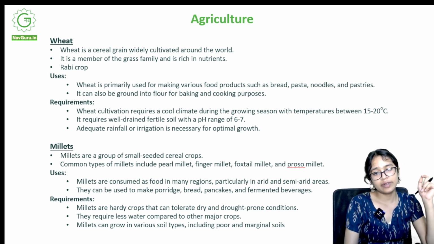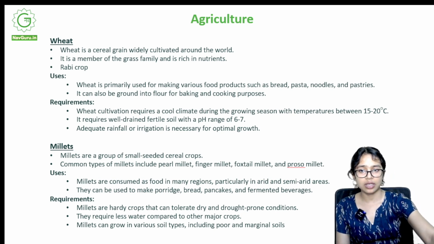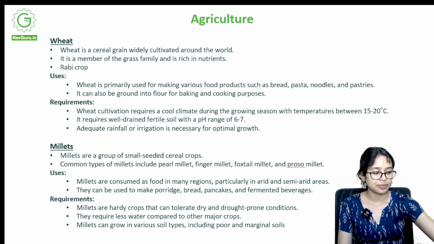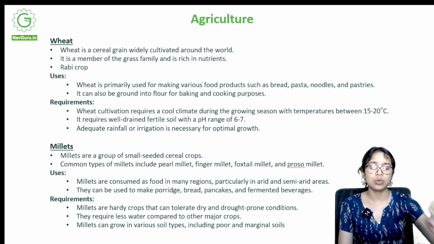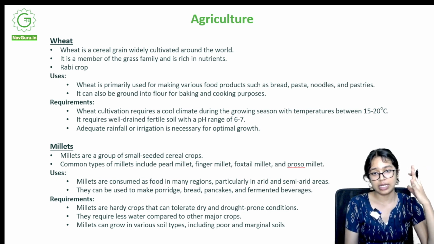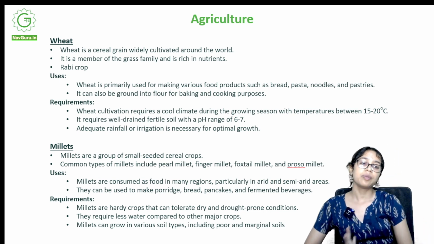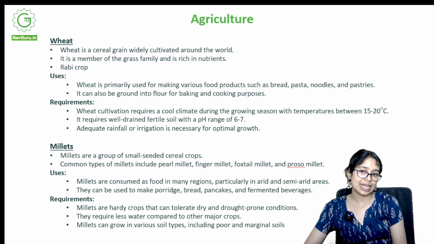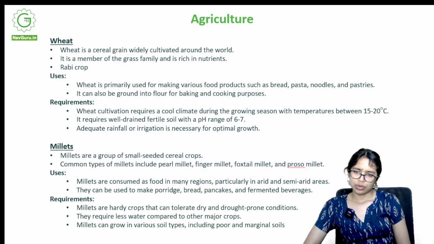Requirements: wheat cultivation requires a cool climate during the growing season with temperatures between 15 to 20 degrees Celsius. Since it's a rabi crop, it requires a cool climate, a temperature around 15 to 20 degrees Celsius. It requires well-drained fertile soil with a pH range of 6 to 7. So the pH is okay if it's slightly acidic, it cannot be basic. Adequate rainfall or irrigation is necessary for optimal growth, of course.